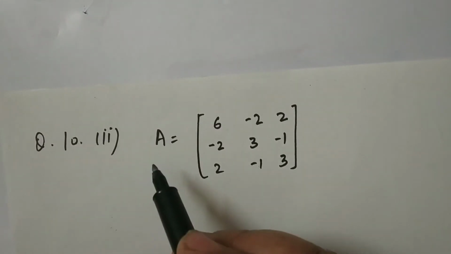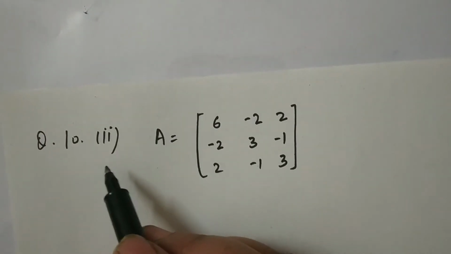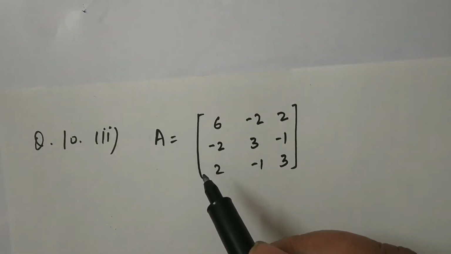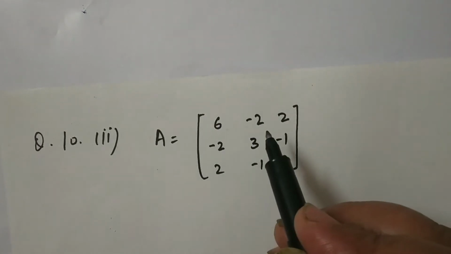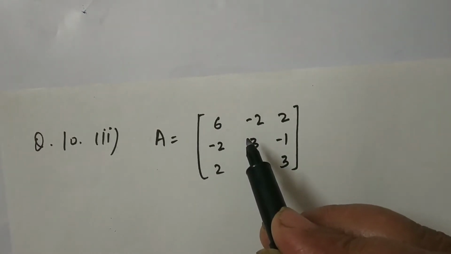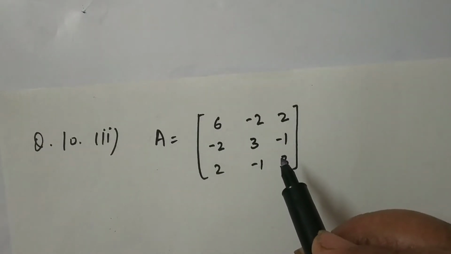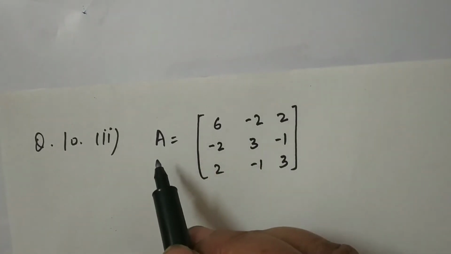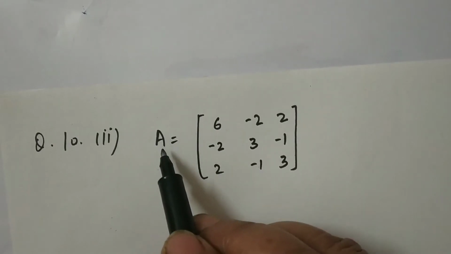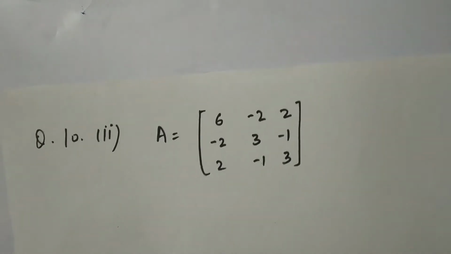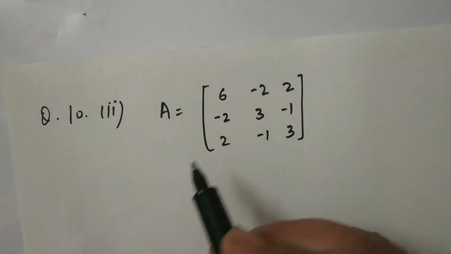Now I will be taking the second part of question number 10, exercise 3.3. The question direction is: express the following matrix as the sum of a skew symmetric and a symmetric matrix. First of all, I need to suppose it as a matrix A. So I have supposed that A is equal to the given matrix.